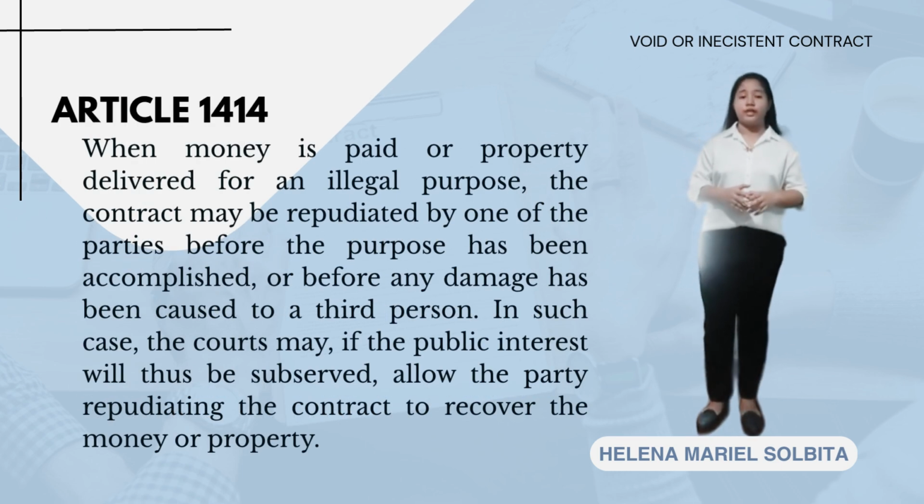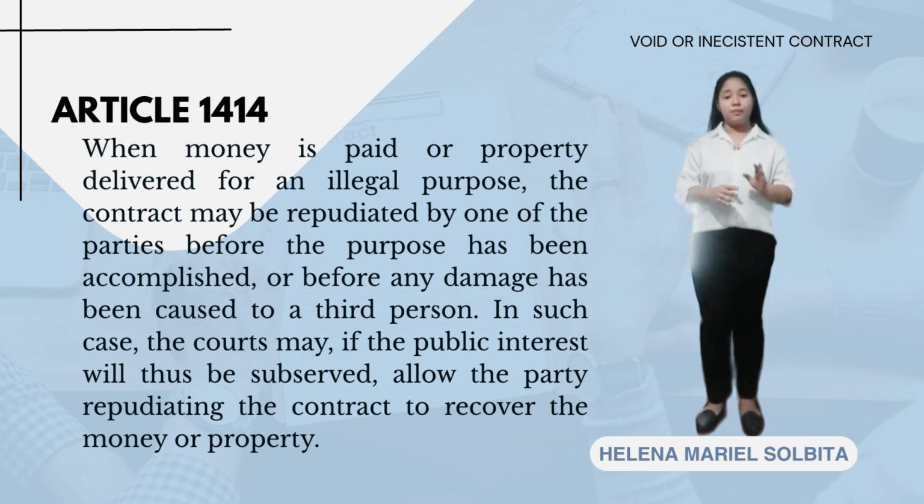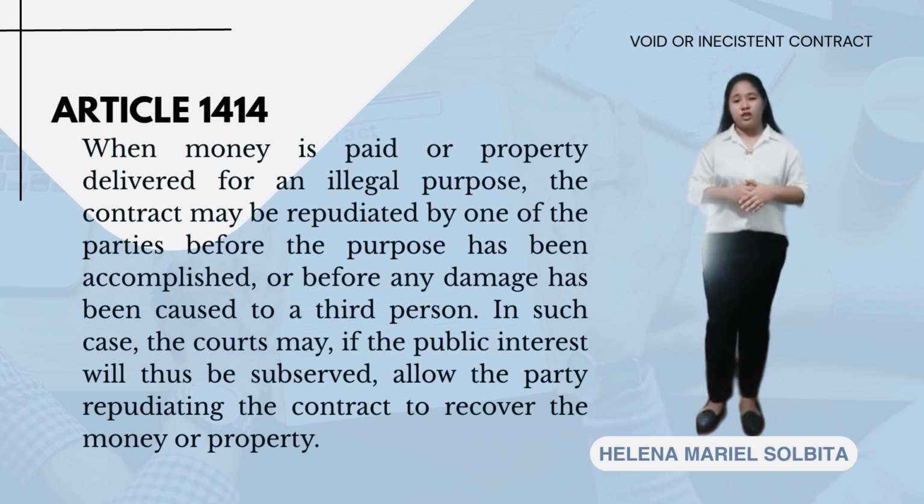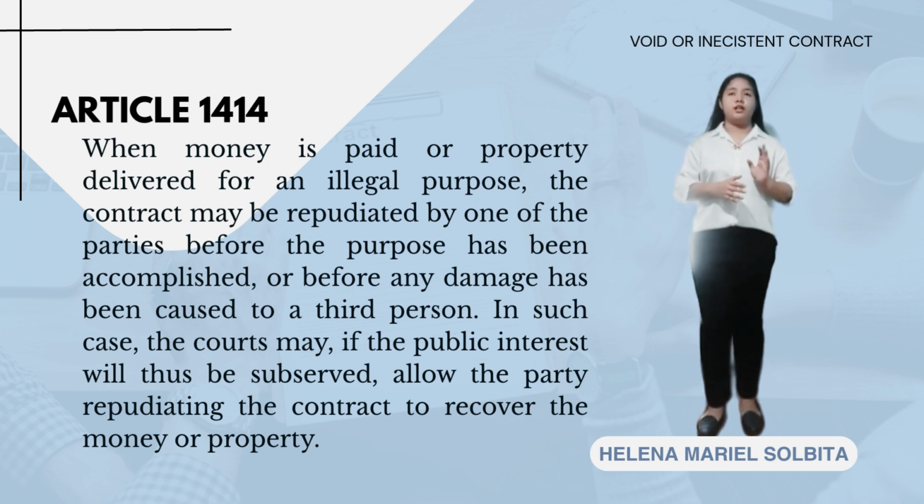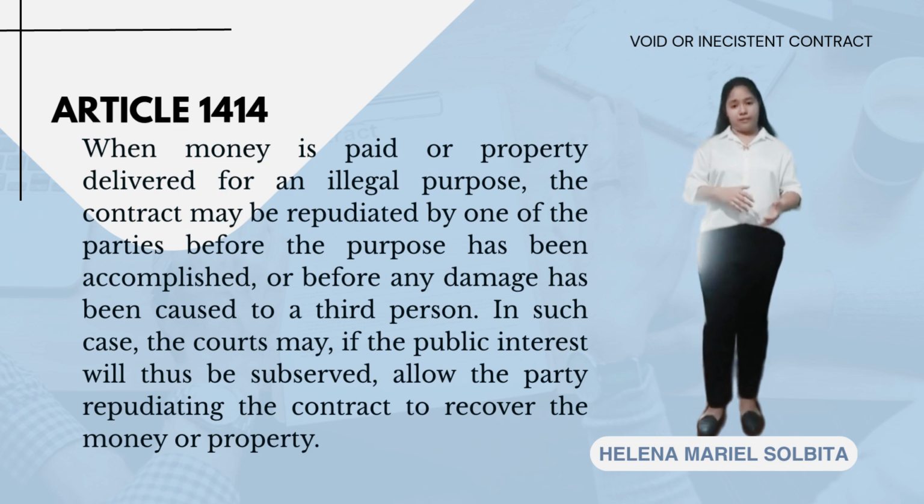According to Article 1414, when money is paid or property delivered for an illegal purpose, the contract may be repudiated by one of the parties before the purpose has been accomplished or before damage has been caused to a third person. In such case, the courts may, if the public interest will thus be subserved, allow the party repudiating the contract to recover the money or the property.